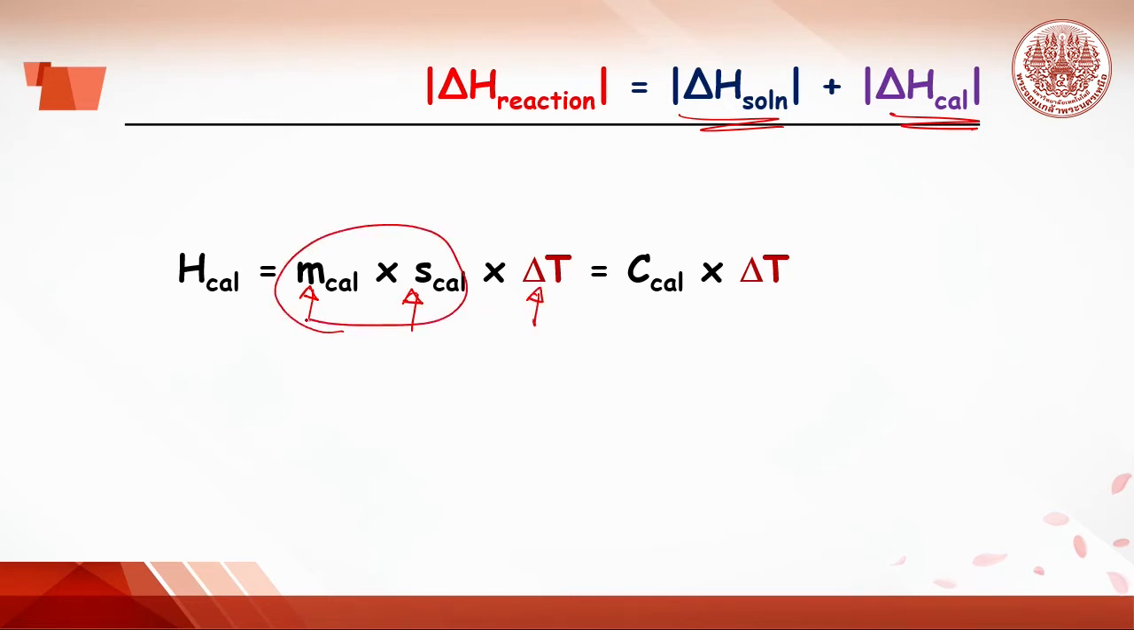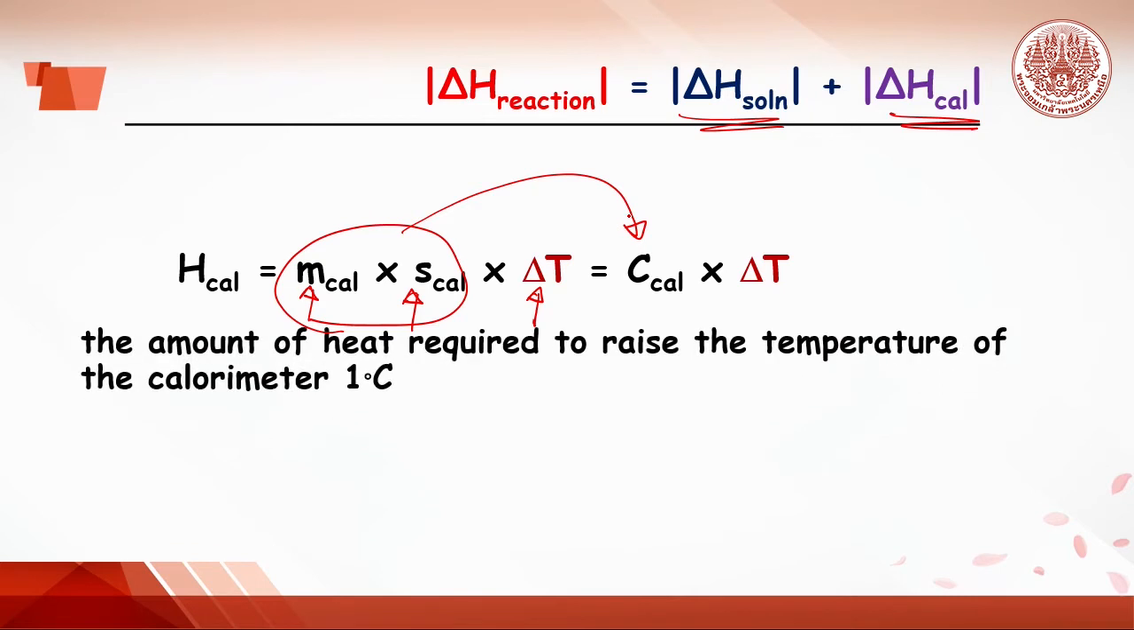These two data are called heat capacity. The heat capacity of calorimeter is the amount of heat required to raise the temperature of the calorimeter by 1 Celsius. Since each calorimeter has different heat capacity, determination of heat capacity of the calorimeter must be done prior to use in determination of heat of reaction.